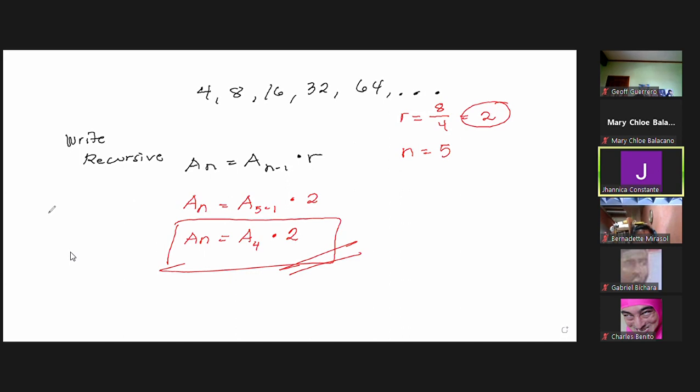Okay na with recursive formula? Okay na tayo with recursive. So we can proceed with explicit formula. Okay. So let's proceed with explicit formula.